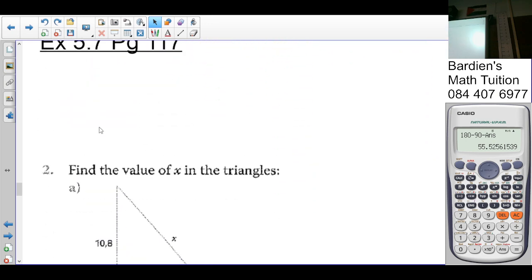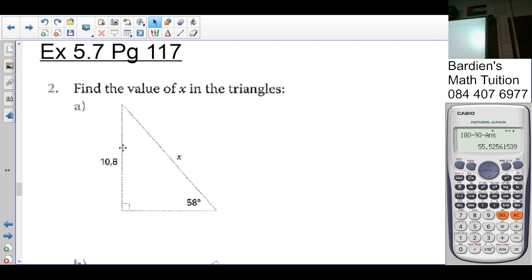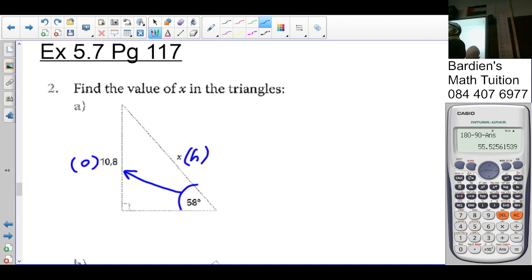Number 2. Any issues here? Yes? In number 2 we have the angle. This is what to the angle? That is your opposite. This here is opposite to 90. Which trigonometric function is opposite over hypotenuse? We say sine of theta equals opposite over hypotenuse. You don't have to write this, okay? So we go straight in. You could have gone straight and said sine 58 equals, what's the opposite? 10.8 over hypotenuse, which is x.